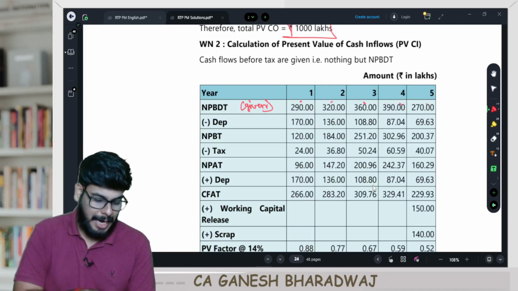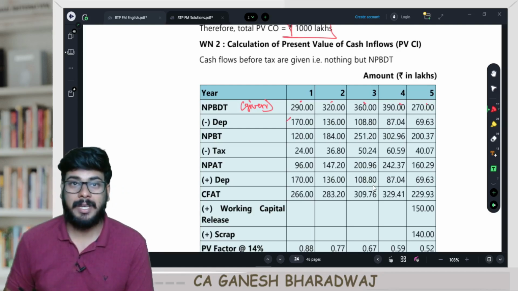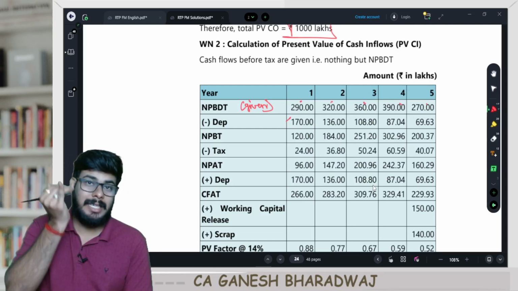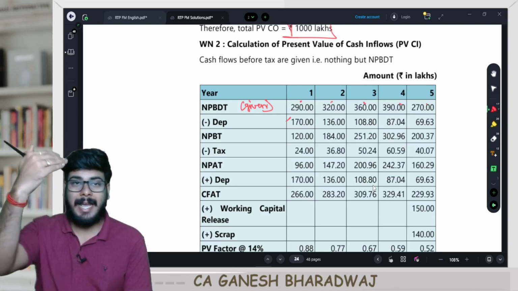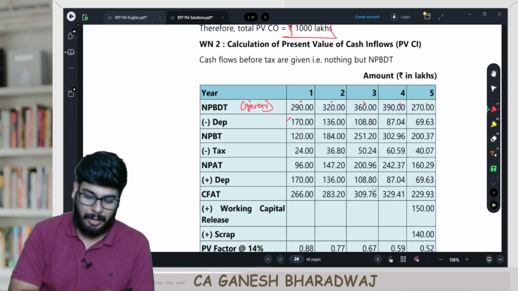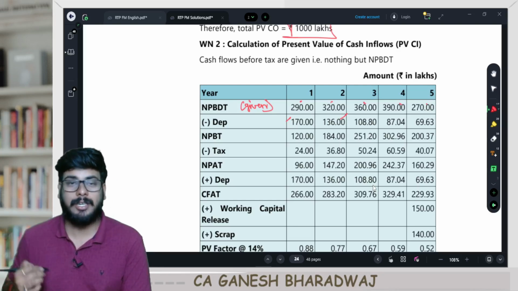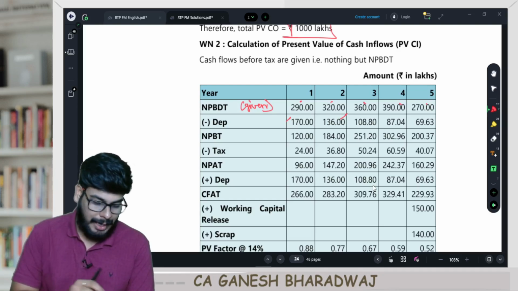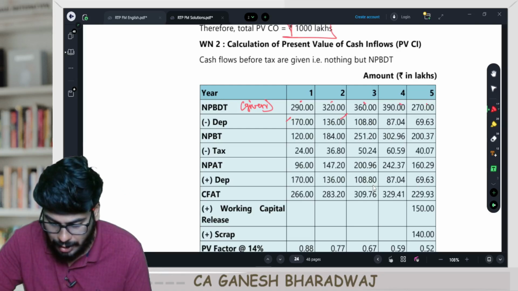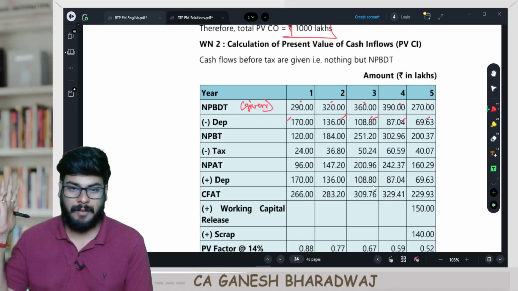How do you do it? 850 into 0.2. How much is that? 170 lakhs for the first year, right? Now on the WDV, that is 850 minus 170, on 680 rupees. Once again, you calculate 20%. That's going to be 136. Are you clear with this? That's going to be the year 2's depreciation. Then on the WDV, once again, you calculate 20% and you go on like that. Year wise, you can arrive at the depreciation figures. Are you clear with this?